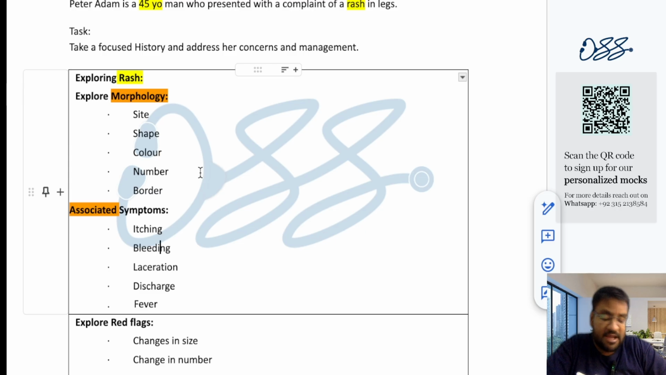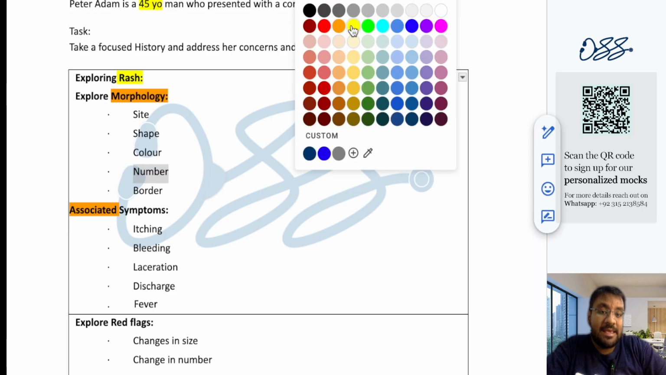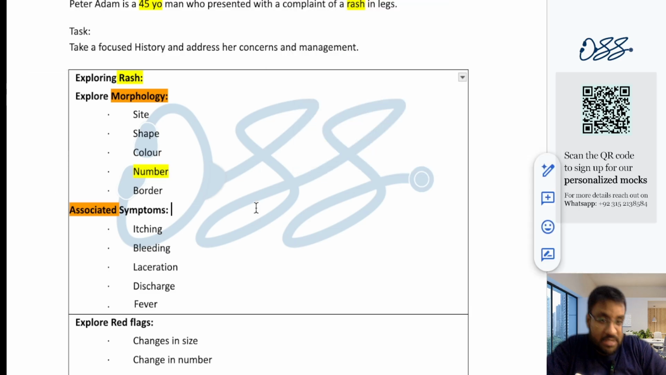So the color of the rash is important. Then you have to ask about the number, okay. And how would you ask about the number? This is a bit different. So you're going to say, okay, can you please tell me, is the rash countable or is it uncountable?